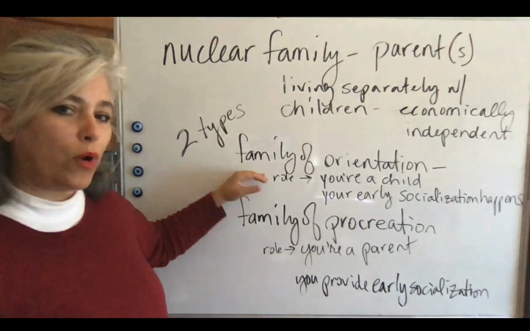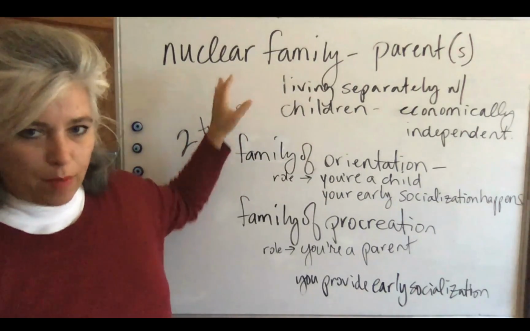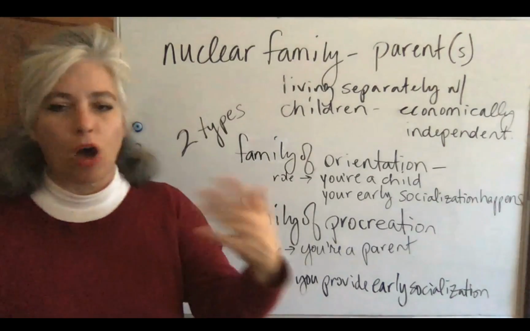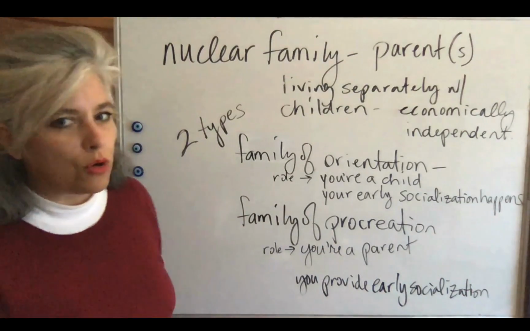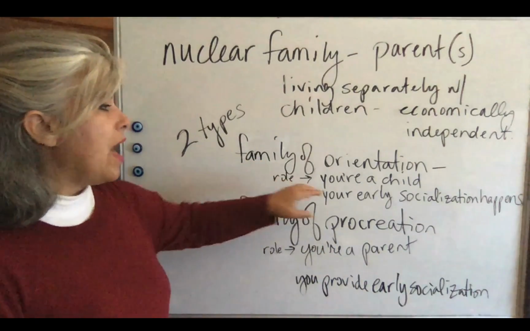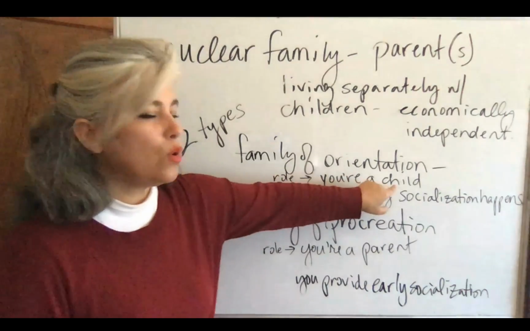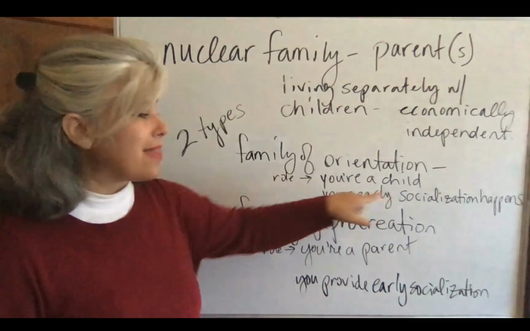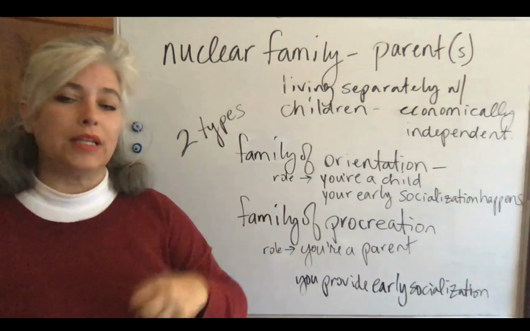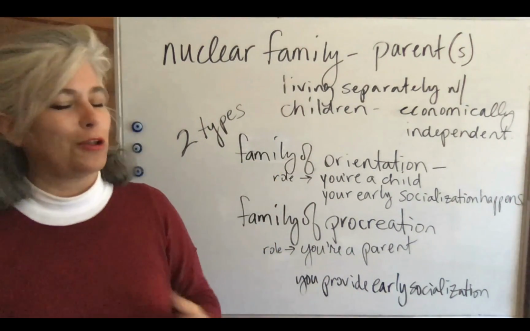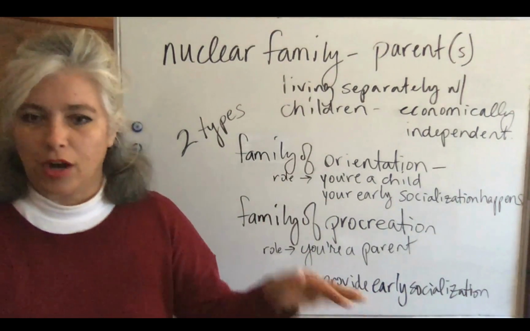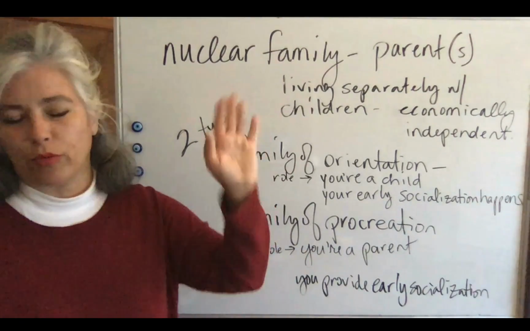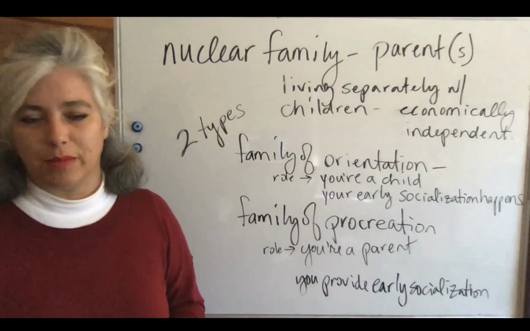So a family of orientation is a type of nuclear family that we read about in kindergarten books and that we see on Hallmark movies and in the Kroger commercial, where the focus is a child. And that child is going through their early socialization process. They're learning the basic ropes. They're young, going through early life, preschool and then up through high school before they're adults themselves.